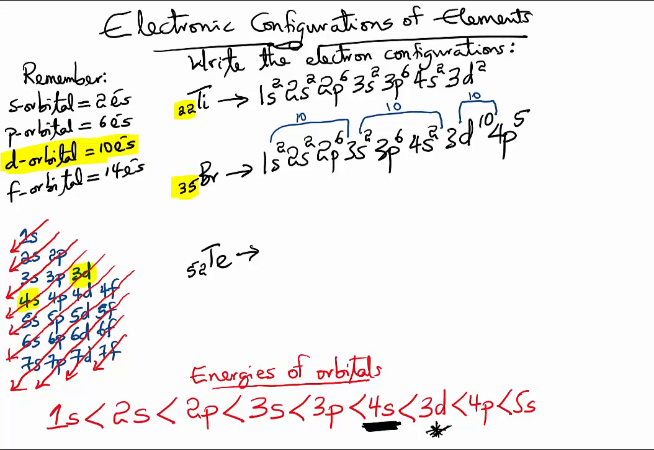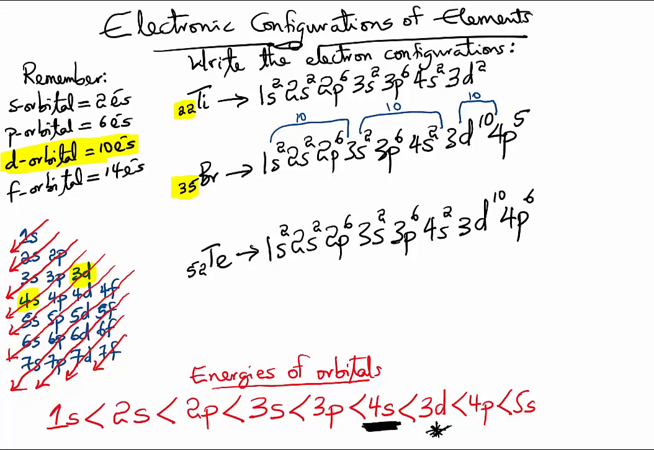Let us write the electron configuration for tellurium. The electron configuration for tellurium will be 1s2, 2s2, 2p6, 3s2, 3p6, 4s2, 3d10. So far, I have used 30 electrons. 4p6, because after 4p, then I move on to 5s. 5s2, 4d10, 5p4. Let us add up all the electrons to be sure that we are doing the right calculation.